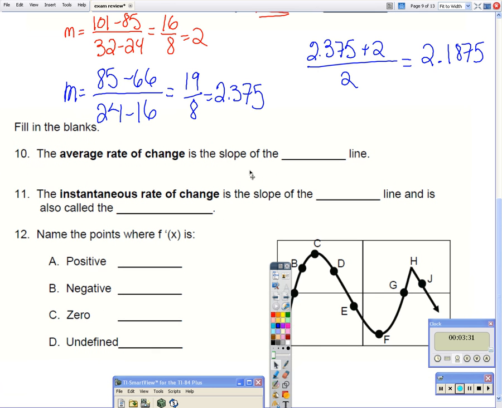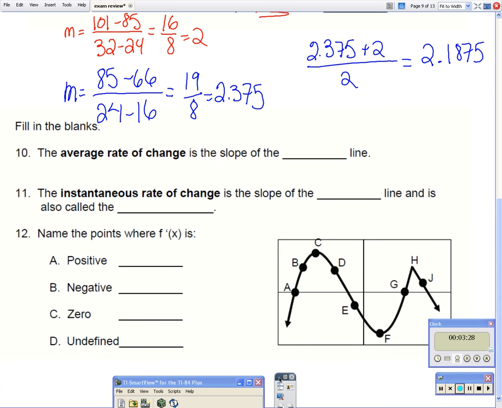So I already answered number 10. The average rate of change is the slope of the secant line. The instantaneous rate of change is the slope of the tangent line, and that is also called the derivative.